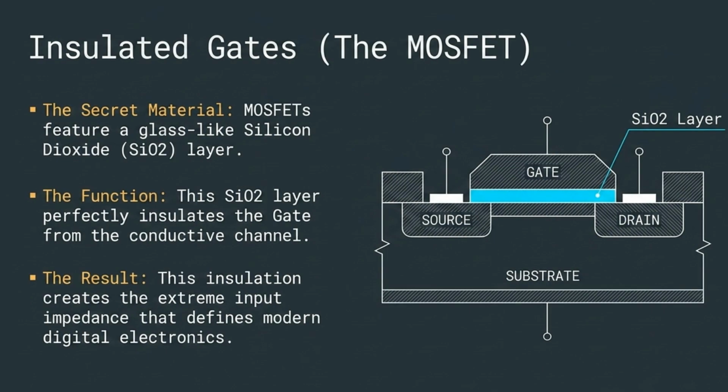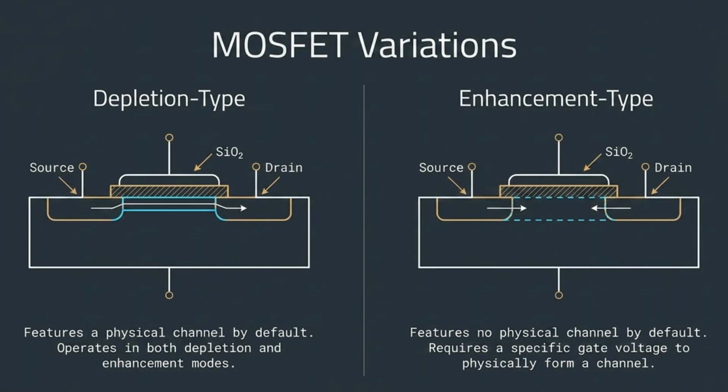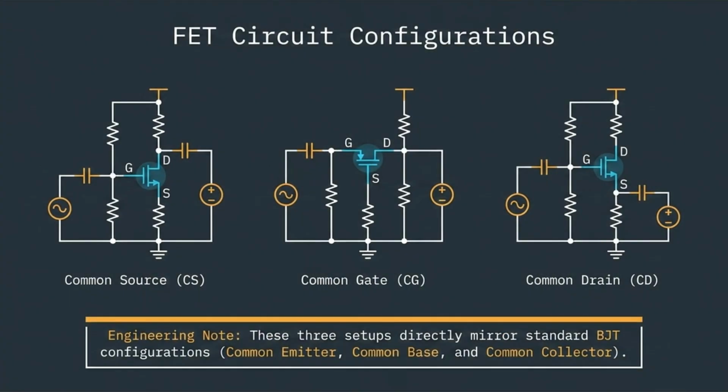MOSFETs feature a glass-like silicon dioxide or silicon oxide layer, which perfectly insulates the gate from the conductive channel. This insulation creates the extreme input impedance that is key to modern digital electronics. MOSFETs come in two variations: depletion type, which has a physical channel by default and operates in both depletion and enhancement modes, and enhancement type, which has no physical channel by default and requires a specific gate voltage to form one. FET circuits use three standard configurations: common source, common gate, and common drain.